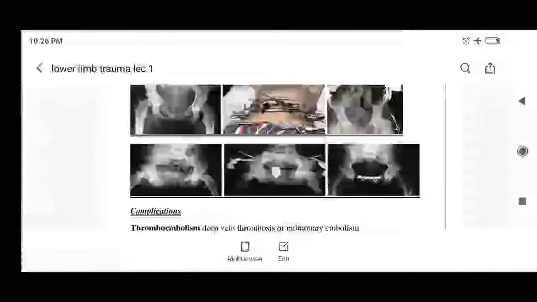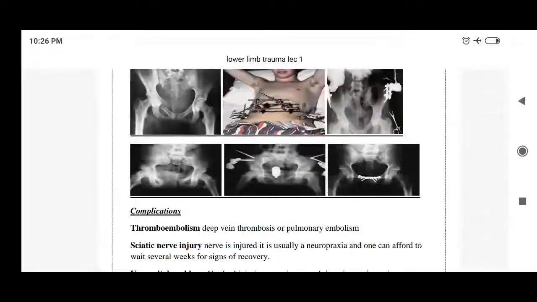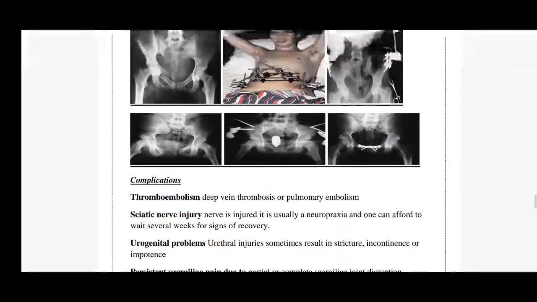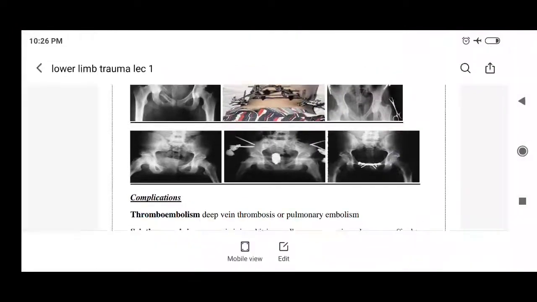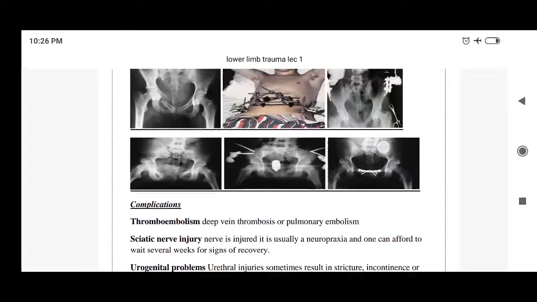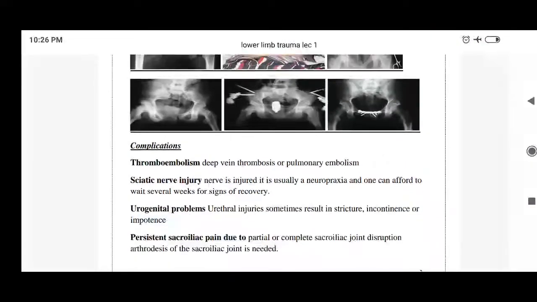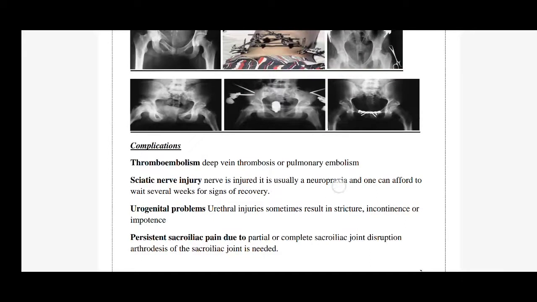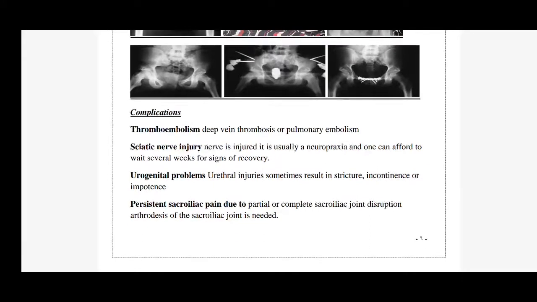This is the X-ray showing external fixation, and another modality is the anterior symphysial plate and screws. A complication of fracture pelvis in general is the DVT, which is the killer, deep vein thrombosis or pulmonary embolism, because the patient remains in bed, and also it is part of major trauma, may be complicated by DVT.